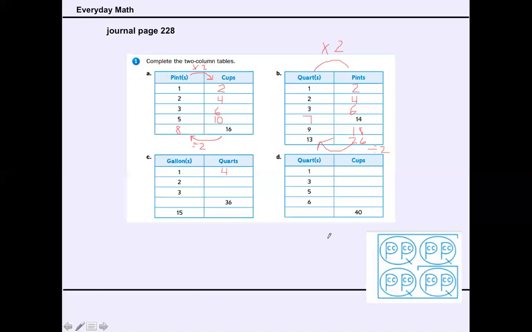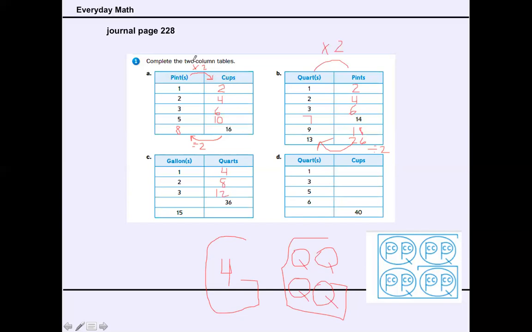If I had a second picture, or another big G, I'd have 4 more Qs. So then in 2 Gs, I'd have 1, 2, 3, 4, 5, 6, 7, 8 quarts. If I drew a third picture and I had 4 more quarts, I'd have 4, 8, 12. So I'm noticing another pattern.